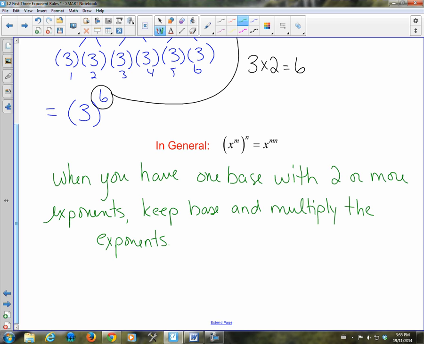So the power rule, when you have one base and 2 or more exponents, keep the base and multiply the exponents. So the 3 rules: multiplication rule, when you're multiplying powers with the same base, keep the base, add the exponents. Division rule, when you're dividing powers with the same base, keep the base and subtract the exponents. And the power rule, when you have one base and 2 or more exponents, keep the base and multiply your exponents together.